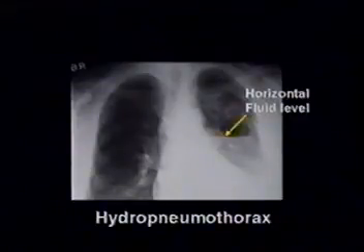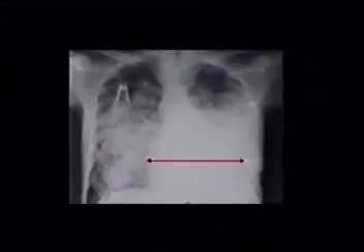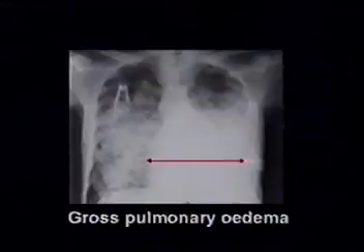This patient presented with acute severe shortness of breath. A snowstorm pattern or a bat-wing appearance was seen in the lung fields. Cardiothoracic ratio was more than 50%, showing that there is cardiomegaly. This is an example of gross pulmonary edema.